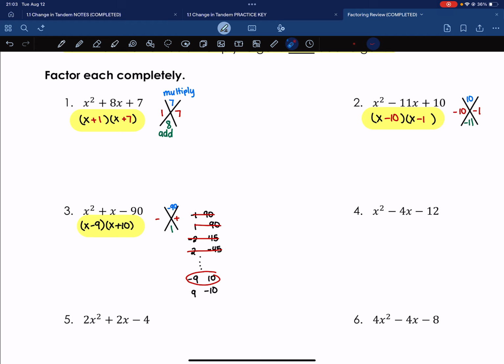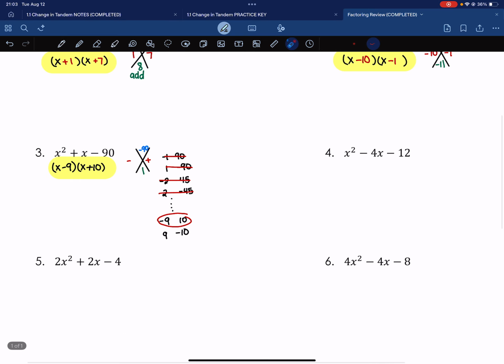Since our signs are different, you're trying to think the bigger number needs to be positive, which is why the 10 was positive. So if you had to think about that, how would that change or affect our answer here? Are our signs going to be the same? Are they going to be different? What is going to be the sign of the bigger number? Take an educated guess and let's see if you're right.